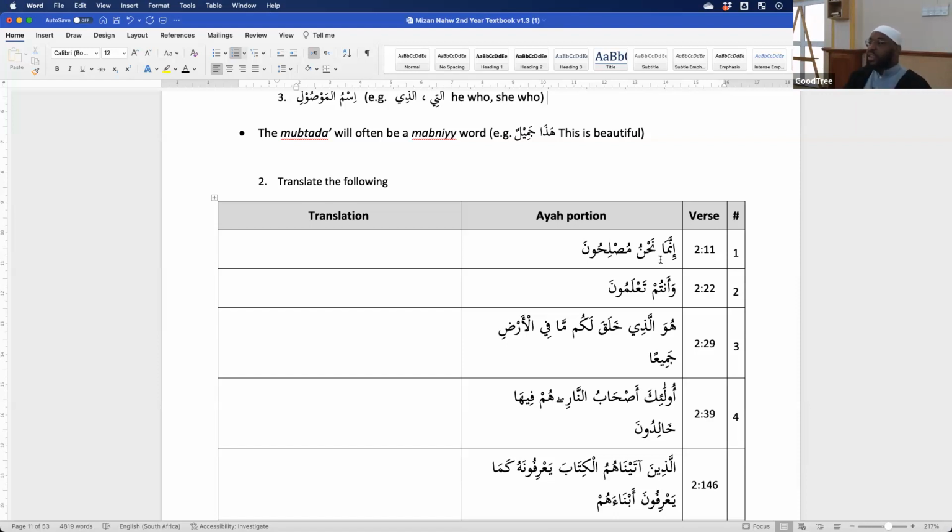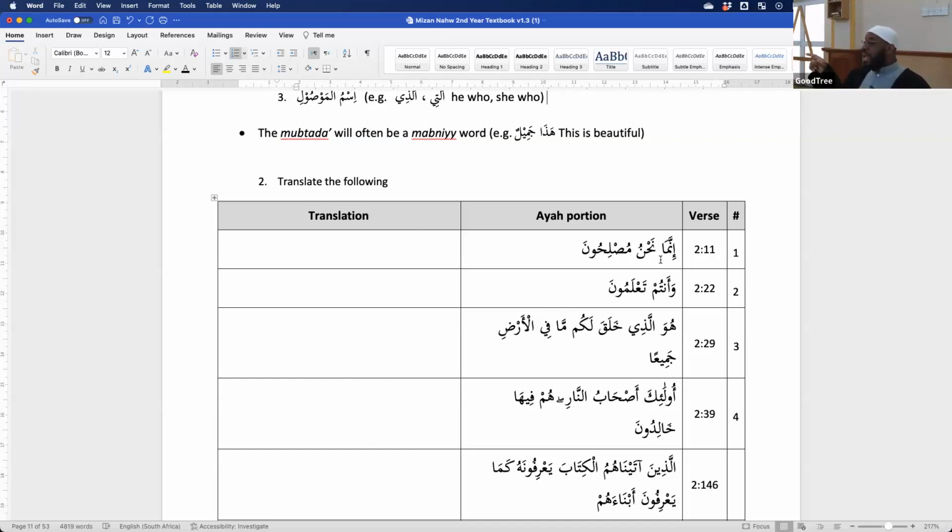The ismul mawsul cannot stand on its own. It must have a qualifying sentence. So when you say alladhina, you must say, alladhina zalamu, those who wronged. That whole thing is the sila, because the ismul mawsul must be qualified by a sentence. Then now the khabar is what? Alladhina dhahabu, those who left, khasirun, are losers. The whole concept of mawsul and the sentence that comes with it, that whole thing is the mubtada. And then the khabar is the word afterwards. Make sense? I'll give you a few examples.